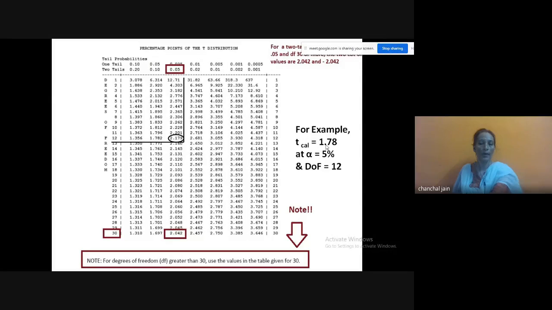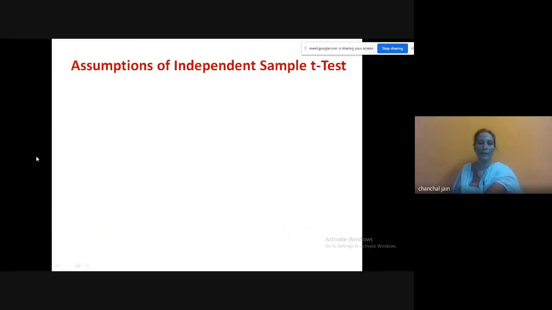Now you have to compare 1.78 to 2.179. With the help of the comparison we can say that the calculated value is less than the tabulated value. If the calculated value is less than the tabulated value, in that case we have to accept the null hypothesis. And what was the null hypothesis? That there is no significant difference between the two groups' means. This way you can conclude your results. So this is the manual procedure of calculating the independent sample t test.